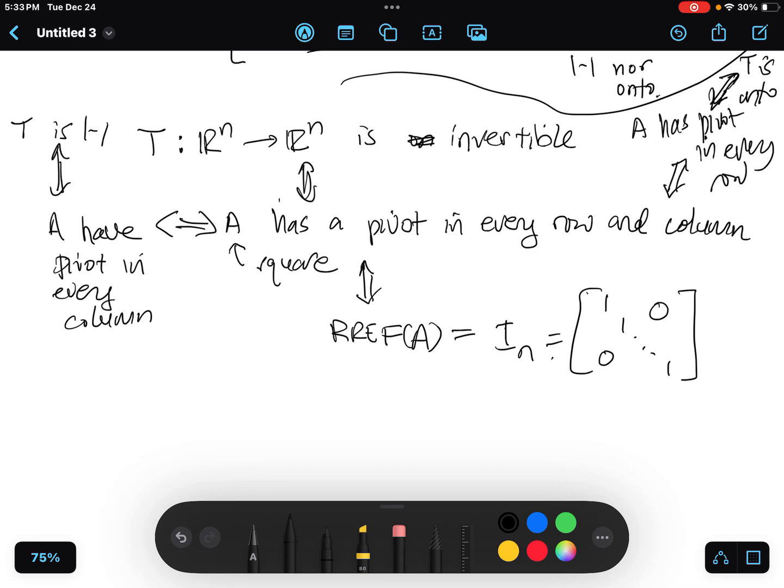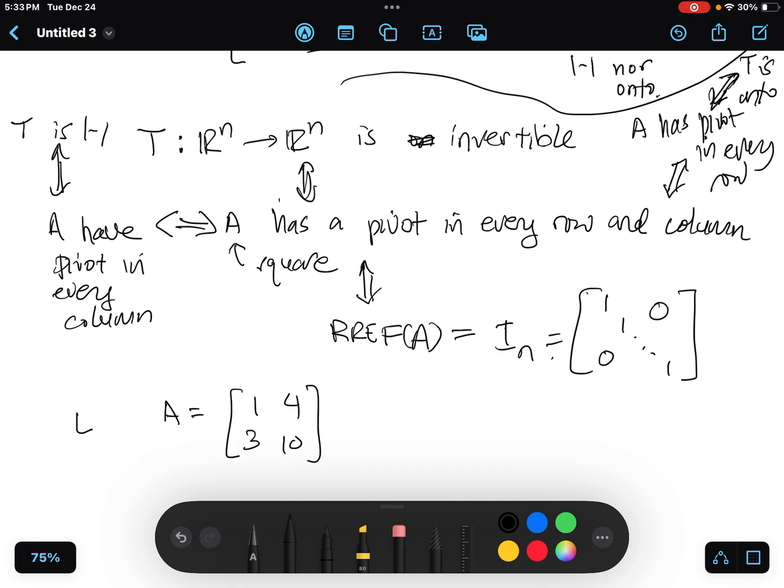Well, we actually just gave it away. It's invertible when the echelon form is the identity. The reduced row echelon form is the identity. So an example of an invertible matrix will be something like this.